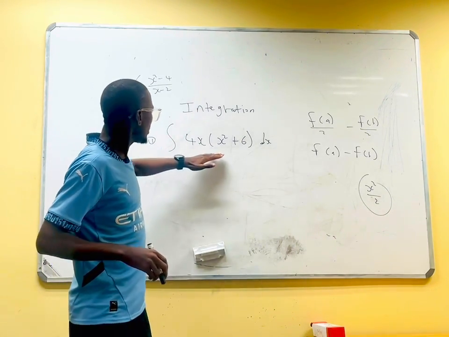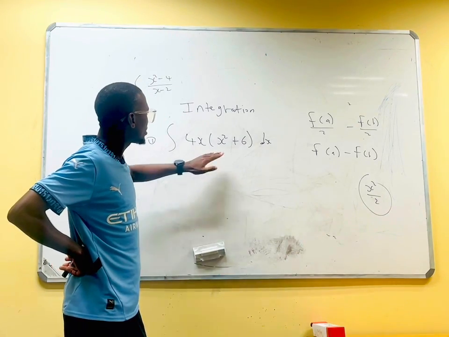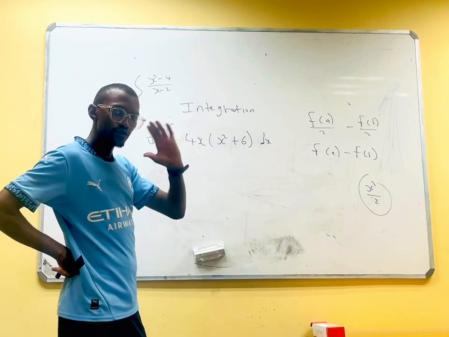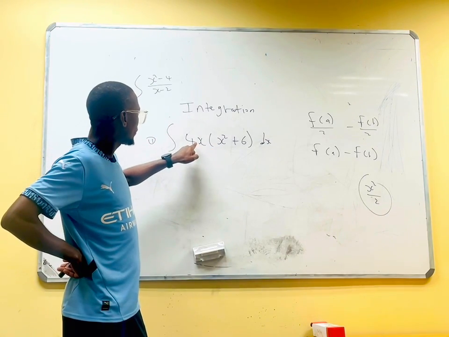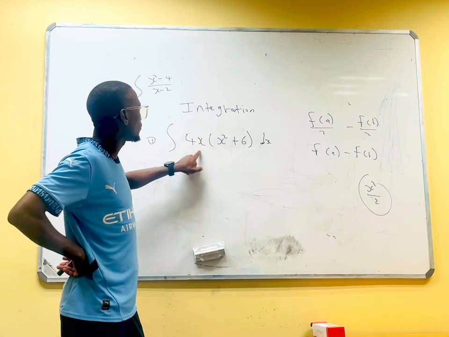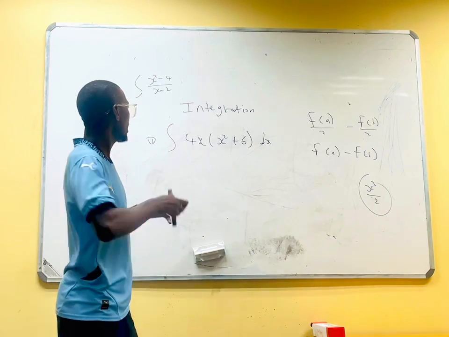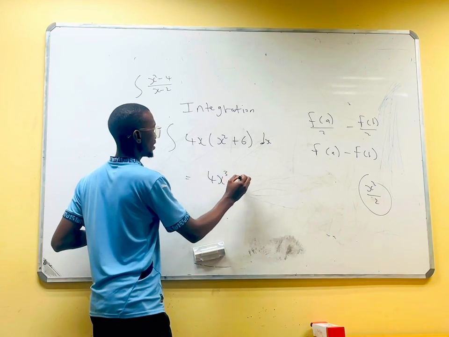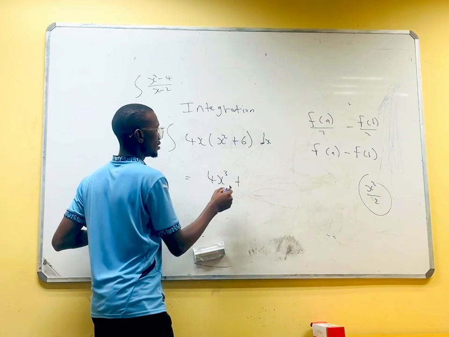When you see this, you can literally see that we basically have two functions. But if you think nicely, 4x times this is going to give me 4x cubed, so you literally have something like 4x cubed plus, and then it's going to give you what?